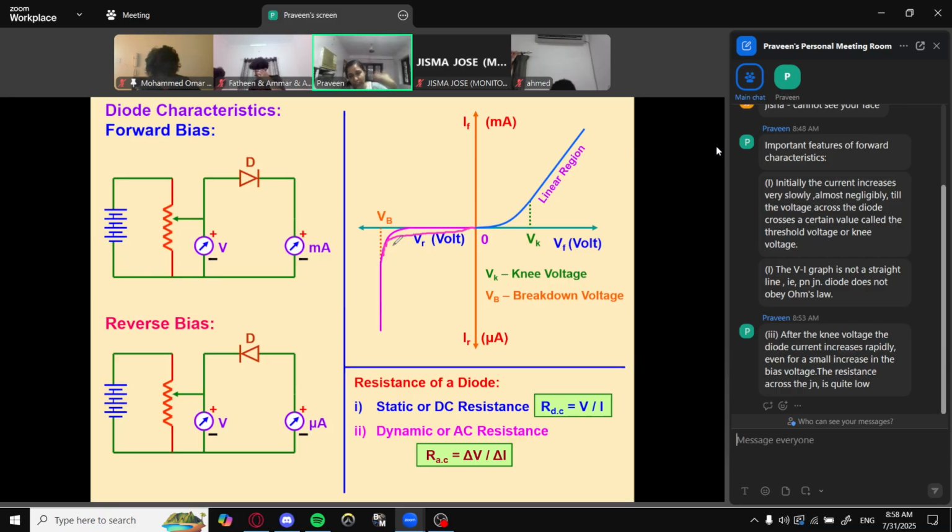Now when the reverse voltage crosses a particular value, when sufficient voltage is given to the junction, the reverse current increases to a large value. You can see the current sharply increases. This voltage at which breakdown of the junction diode occurs is called the Zener breakdown voltage or peak inverse voltage of the diode. So this is the reverse characteristics.